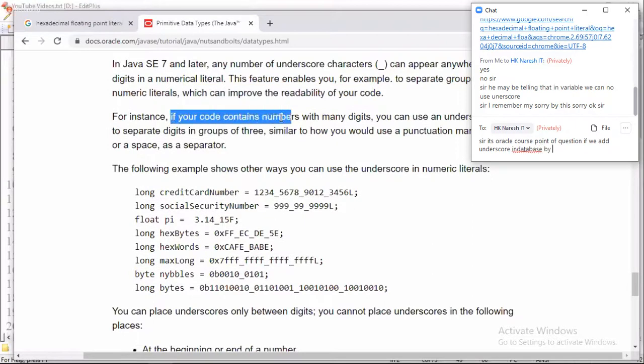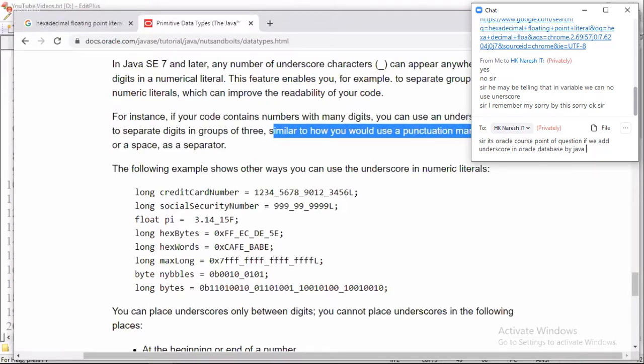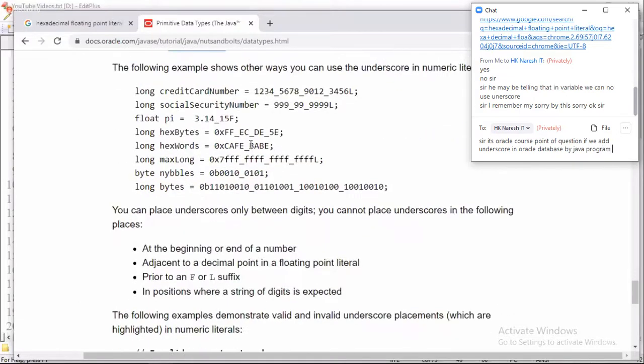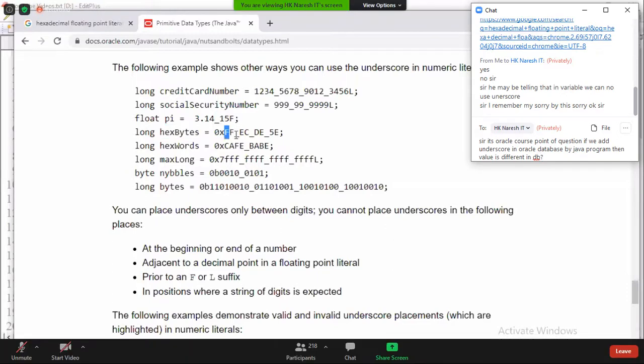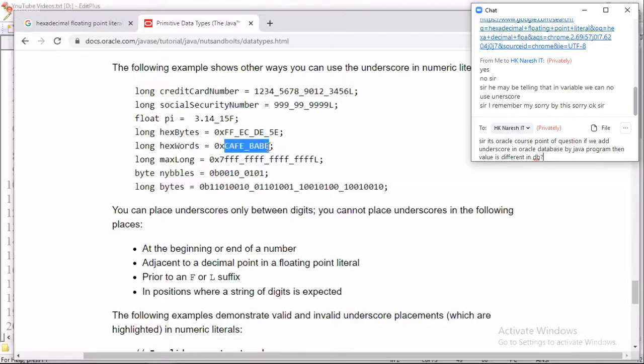For instance, if your code contains numbers with many digits, you can use the underscore character to separate digits in groups of 3, similar to how you would use a punctuation mark like a comma or space as a separator. The following examples show other ways you can use underscore in numeric literals. Credit card number ends with L. Next, social security number, which relates to the US, like our Aadhaar card number. Pi 3.14_115. Next, hex bytes 0xFF_EC_DE_5E. Next, hex words, and max long.